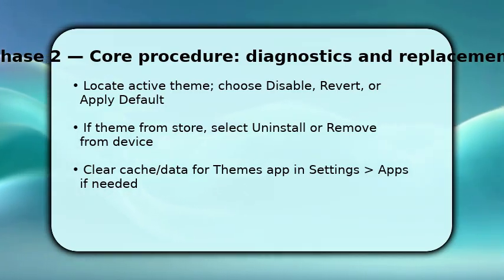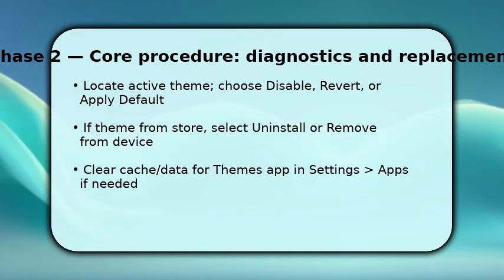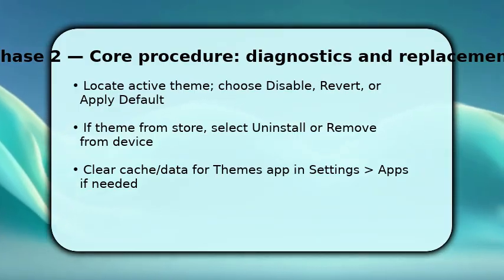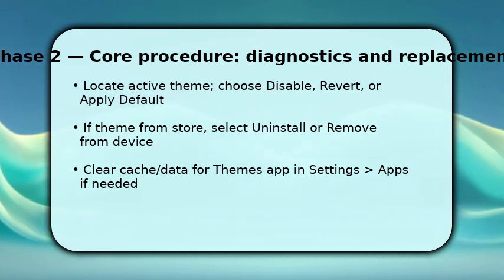Once removed, make sure to clear cache and data for the Themes app via Settings apps to avoid leftover assets. This step ensures the phone uses the native UI. If wallpaper persists, replace it manually to confirm full reversion.